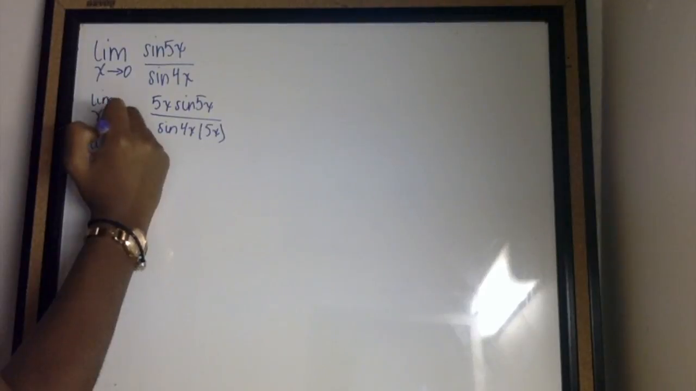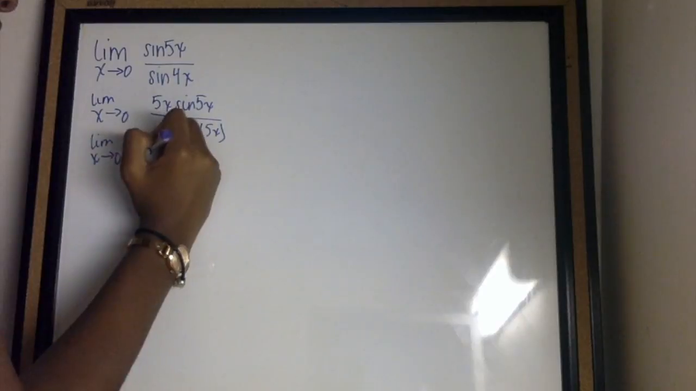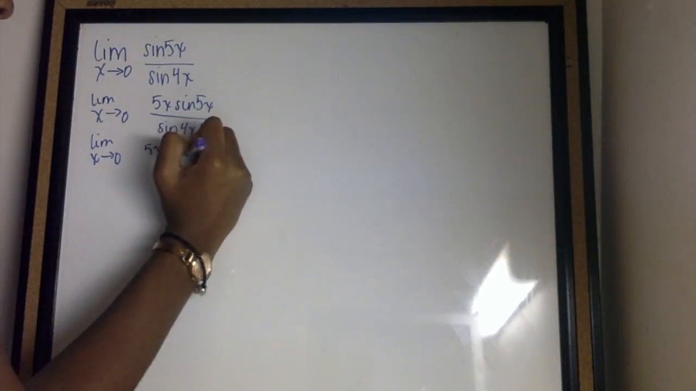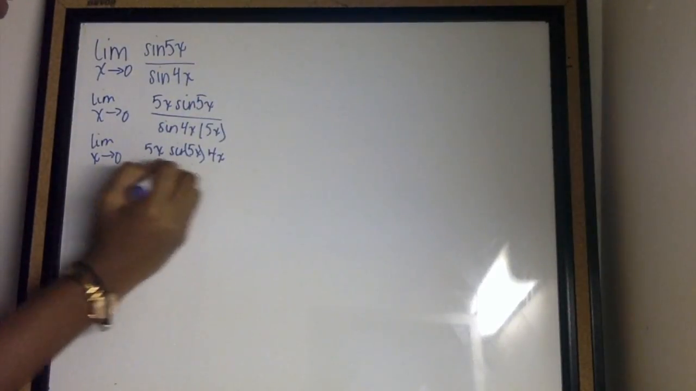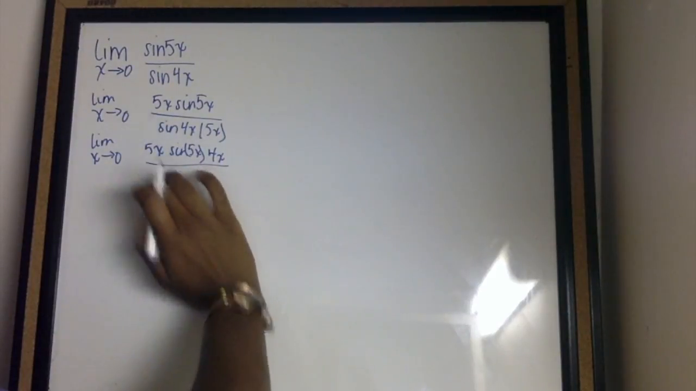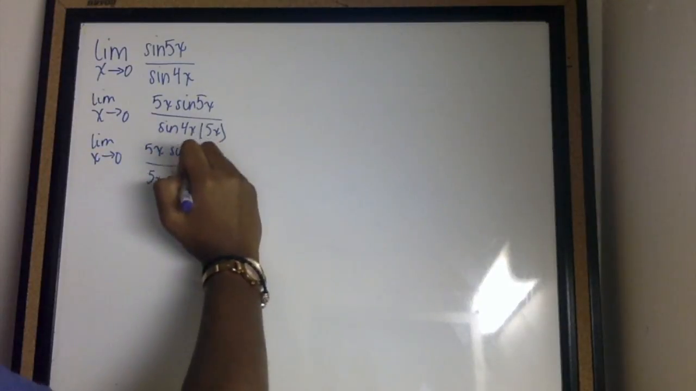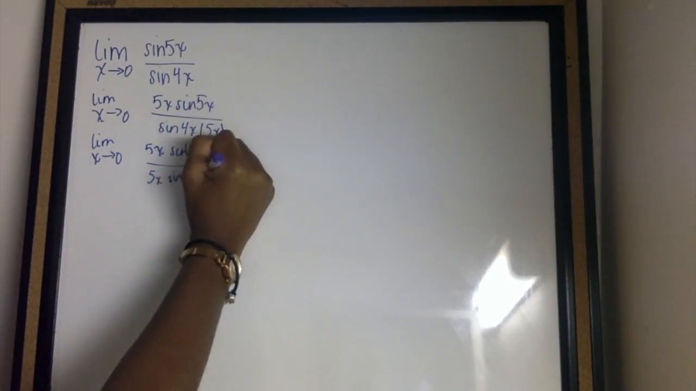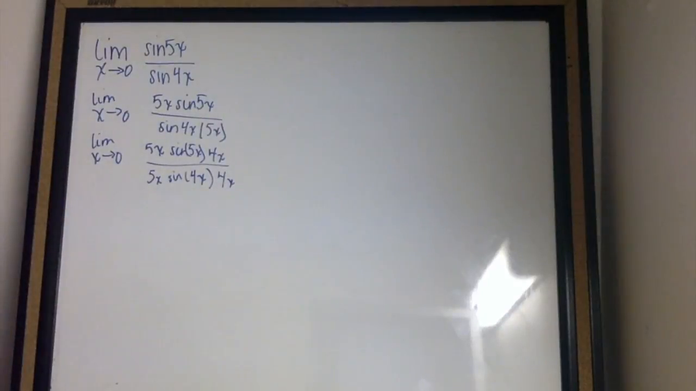So next we're going to multiply by 4x over 4x. Then our problem becomes the limit as x approaches 0 of 5x, sine of 5x, times 4x over 5x times the sine of 4x times 4x. I'll put 5x first just to keep consistency. So in these first two steps, all we have done is multiply by 5x over 5x and multiply by 4x over 4x.